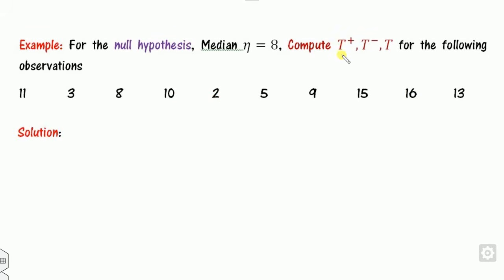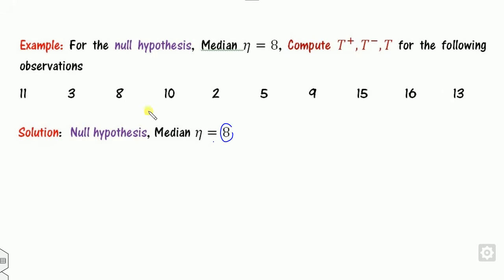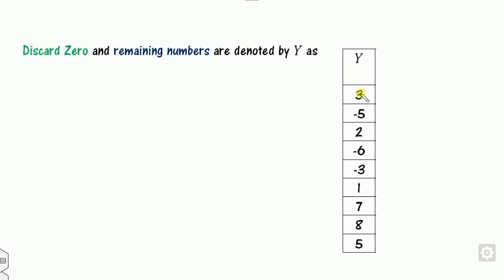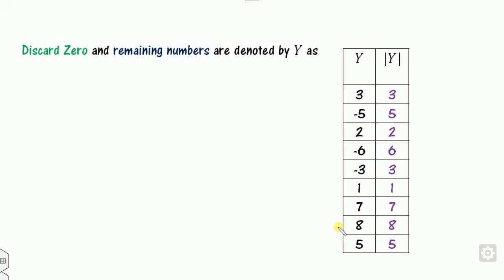So in the case of repeated ranks, how do you solve them? Look at that again. You have to compute these numbers. So what is H0 here? Subtract 8 from each number. You will get this, this and this. And then discard the 0 and write all numbers in the series. Now you can find the mode of y firstly. You will get it as here.